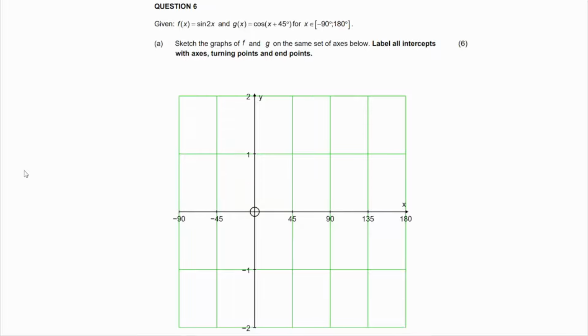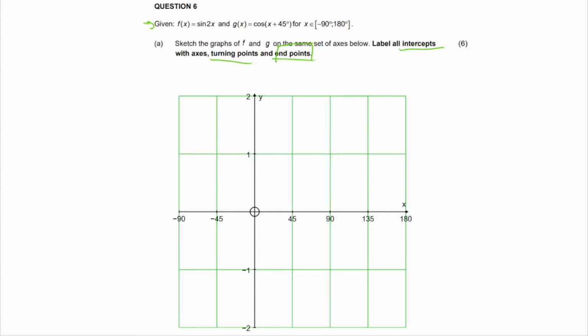For question 6, we need to plot these two functions over here, f of x and g of x, on the interval -90 to 180 degrees. So we have to label the intercepts with axes, the turning points and endpoints. Don't forget these. You will lose marks if you don't include these. A lot of students forget to plot the endpoints.